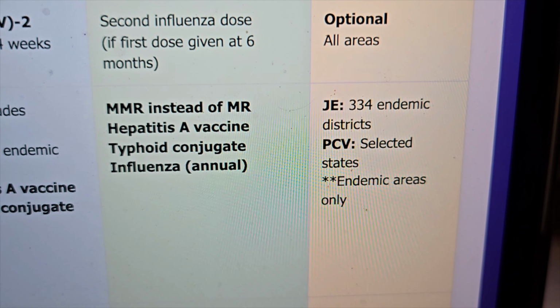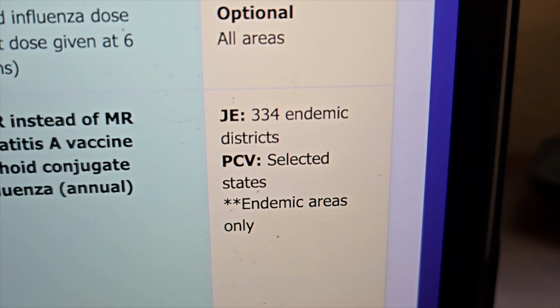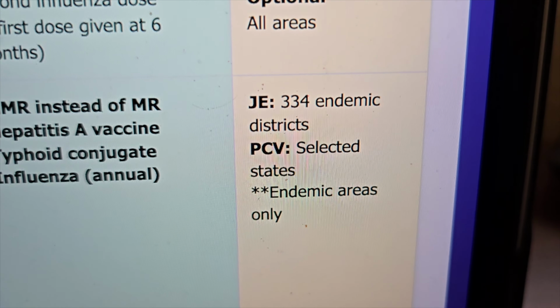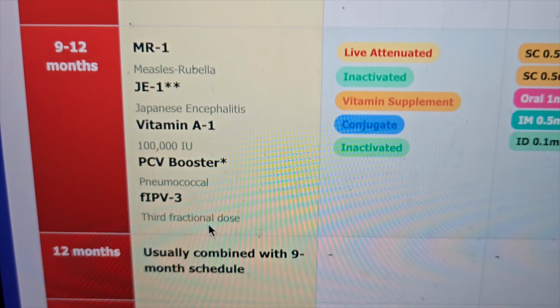12 months. So, Japanese encephalitis is not given in all areas. It is given in 334 endemic districts. Pneumococcal vaccine is given in selected states, endemic areas only. So you understood that in the 9th to 12 months, these are the vaccines.